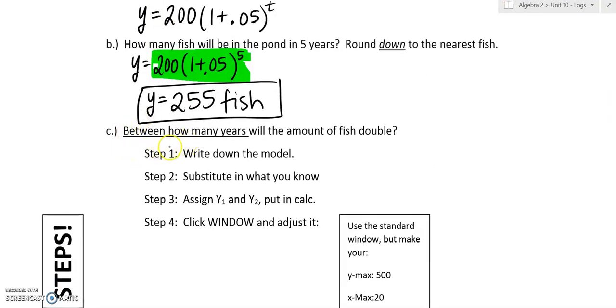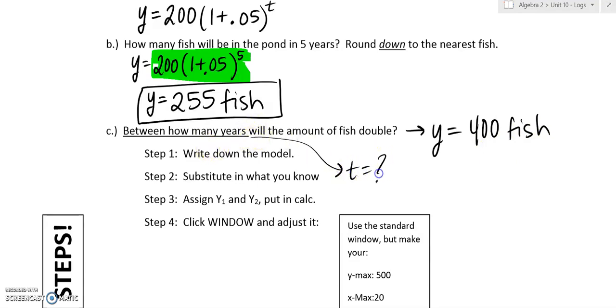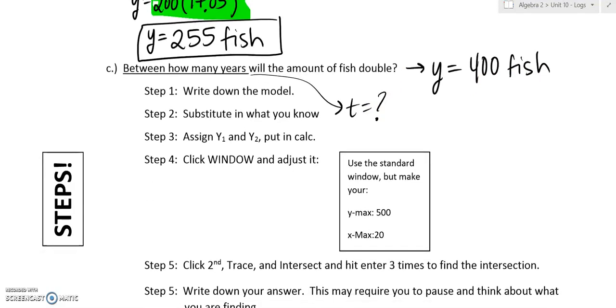Now, between how many years will the amount of fish double? So it started with 200 fish, but now it wants to double the amount of fish. So it wants to know, how many years will it take to get 400 fish? Started with 200, double that, that's 400. How many years? How much time? That's what they're looking for. How much time will it take to get the 400 fish?